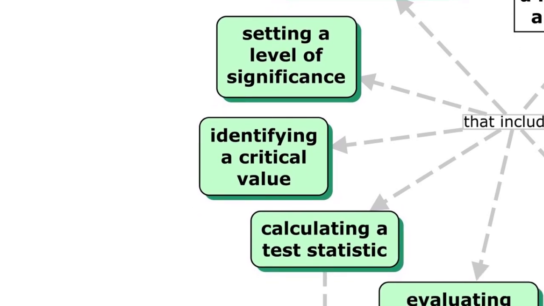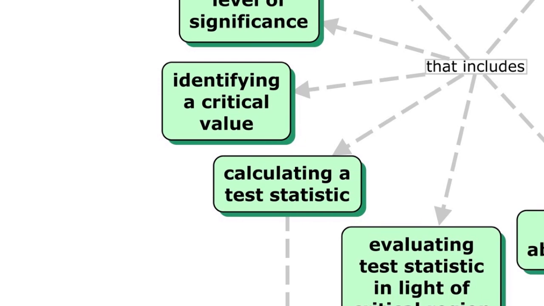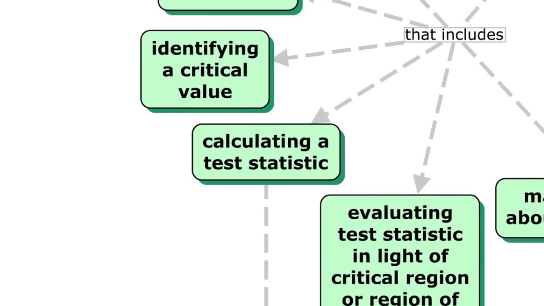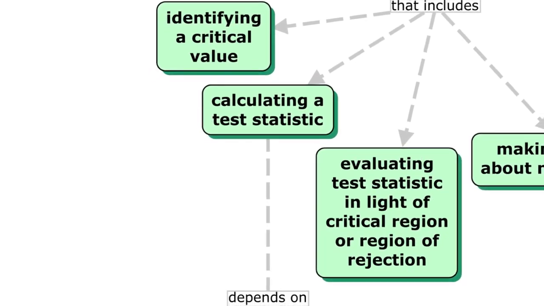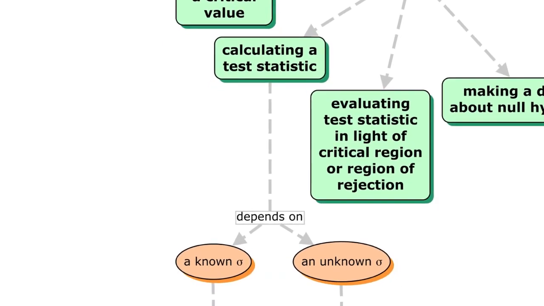After that, we have to identify a critical value. And the critical value, as noted earlier, will define the critical region or the area of rejection. We then need to do a calculation. We need to develop and calculate a test statistic. This test statistic will depend upon whether or not we know the standard deviation for the population, or we don't know the standard deviation for the population.